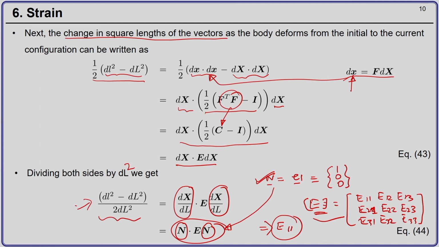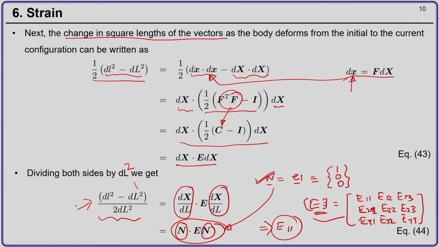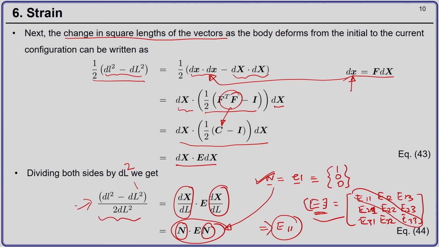So, E22 will be, you take a material vector along the 2 direction and after deformation it becomes some other vector. So, the change in square length of the vector after deformation to before deformation divided by twice the square of the length in the initial configuration will be E22. Like this you can get the physical meaning of the diagonal components of E. We will come to the off diagonal terms later.